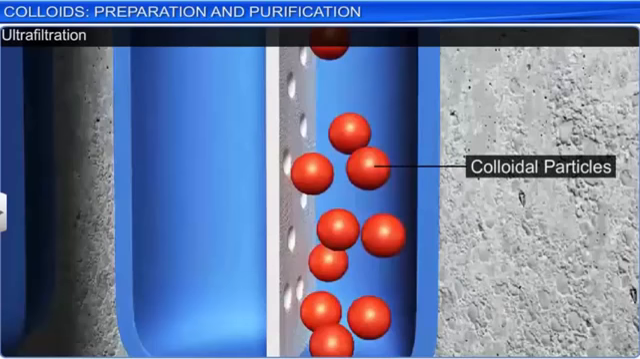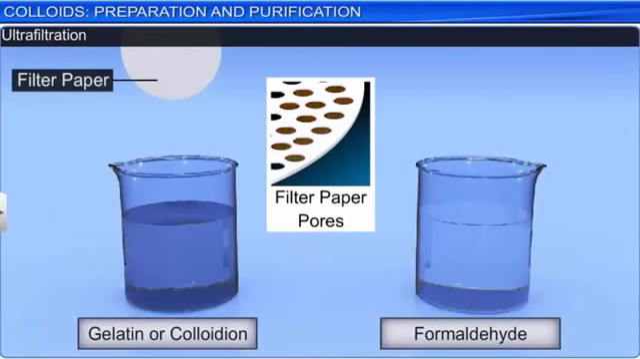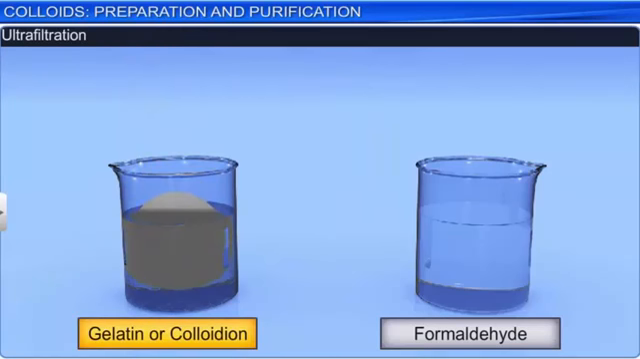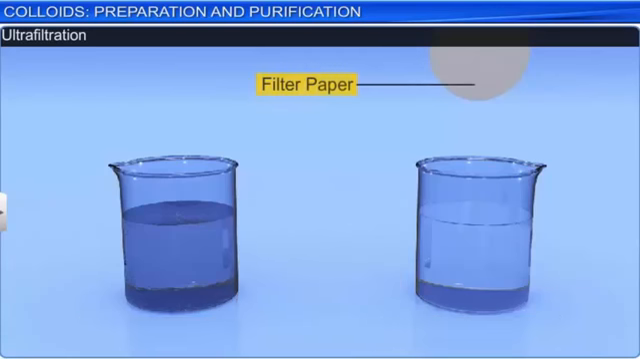The size of the pores in the filter paper can be decreased by soaking it in a solution of gelatin or colloidion, followed by hardening with formaldehyde. Usually a colloidion solution is a 4% solution of nitrocellulose in a mixture of alcohol and ether. The filter paper thus formed is known as an ultrafilter and prevents the colloidal particles from passing through it.